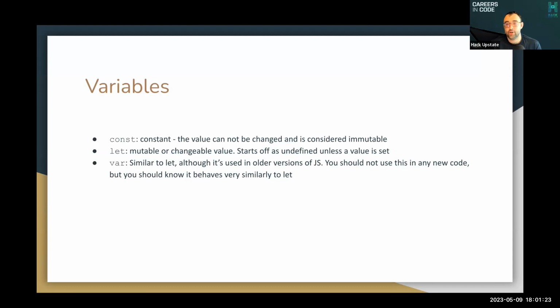Let has better scoping on it, which basically means that when you're writing code that can be spanning multiple files, let is better at knowing the context of where it was declared and where you can reference it, as opposed to var, which is more global, which means you can reference it in more places, which means you may accidentally override a variable that you didn't even know you were accessing. So let is a little bit better at knowing the context of where you made it and where you tried to edit it or use it.